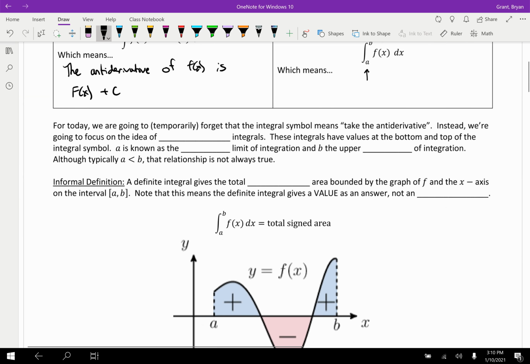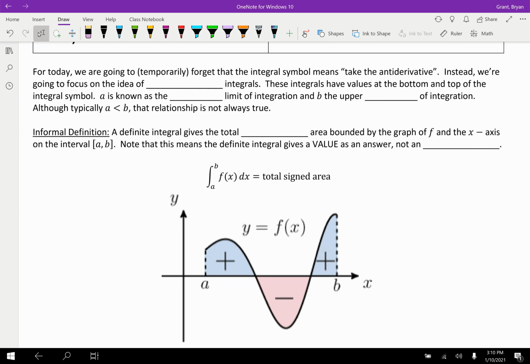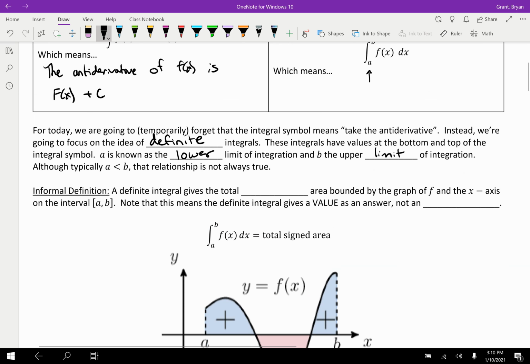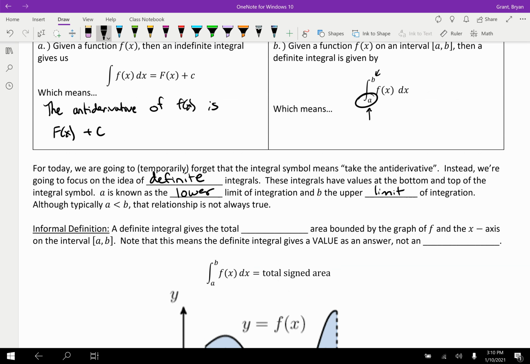So for today and the next couple classes, we are going to temporarily forget the integral symbol means take the antiderivative, and instead we're going to focus on the idea of definite integrals. These integrals have values at the bottom and top of the integral symbol. We just saw that up above there. a is known as the lower limit of integration and b as the upper limit of integration. No surprises so far, as a was on the bottom of the integral and b was on the top. Traditionally, a is usually a smaller number than b, but as we'll see over the next few days, it does not have to be. It's okay if it's switched around.